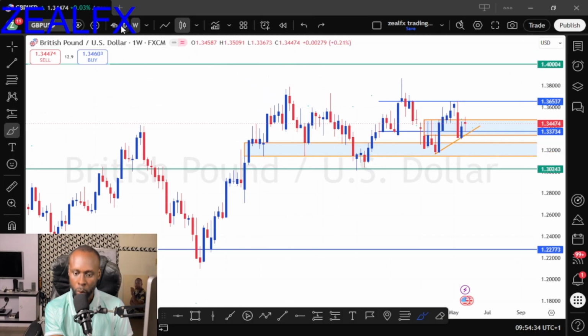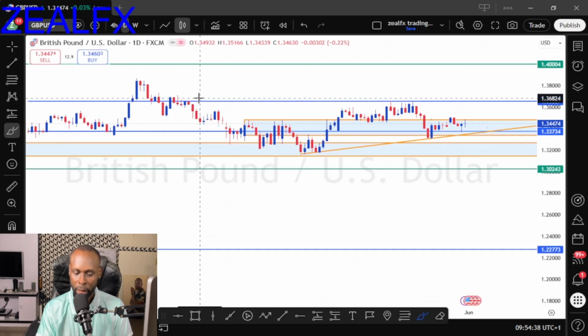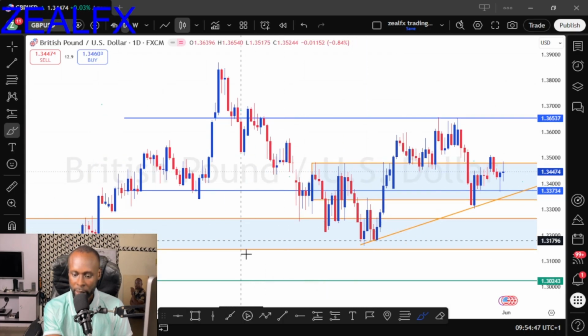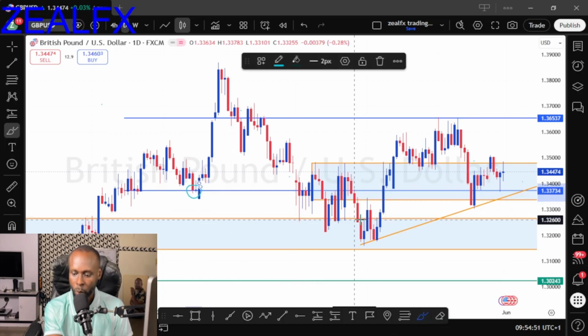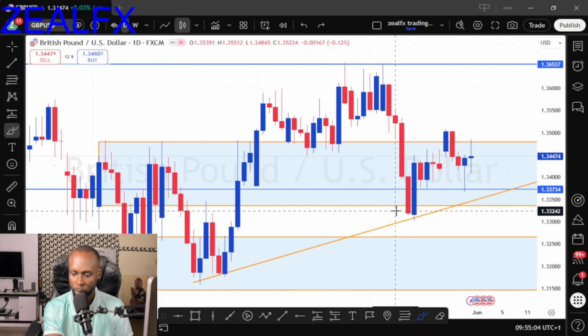So let's go to my daily chart for more insight. On the daily chart, we can see the Pounds USD rejected from this daily support level, and also a weekly support level. So long price rejected from this area, this is a sign of bullish momentum also for the Pounds USD. So what are we expecting this week from the daily time frame?